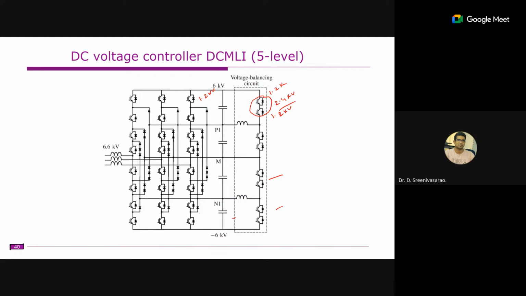So these are some drawbacks here. For example, you need to connect 8 switches, and we also have inductors, and an additional control circuit is there just to handle the unbalance.